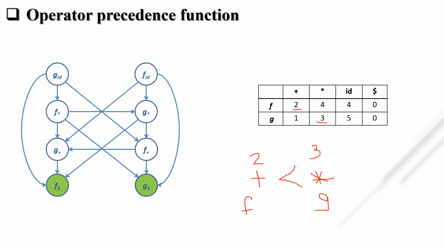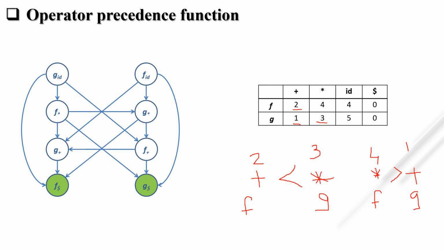Similarly, if I write star and plus, on the left hand side we consider the f function and on the right hand side the g function. What is f of star? f of star is 4. And what is g of plus? g of plus is 1. What is the maximum? 4. You can see that it gives the correct precedence between the operators.